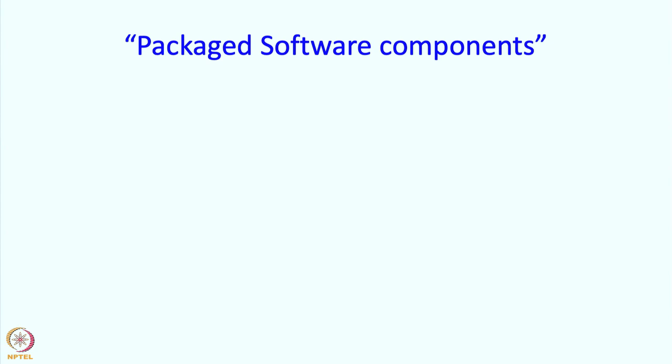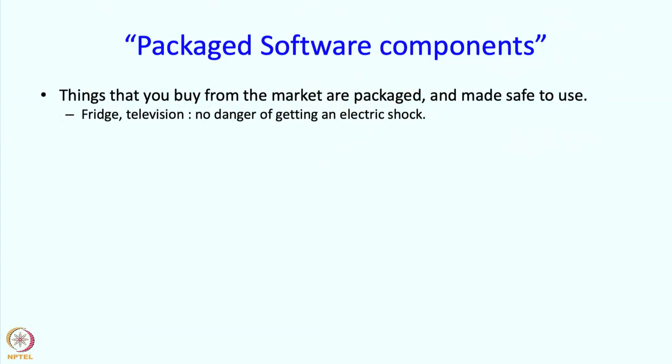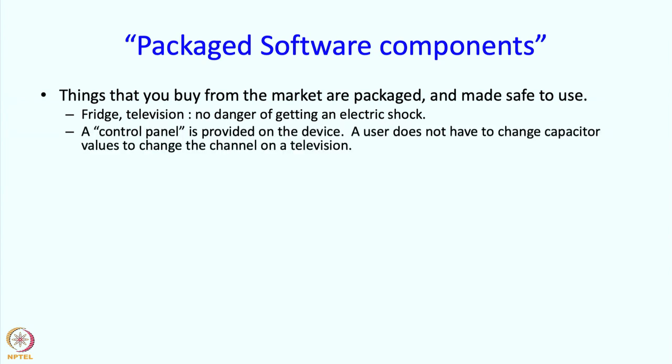So, we have been talking about this theme for some time now. So, let us just clarify this a little bit more. Things that you buy from the market are packaged and made safe to use. Fridge, television are some of these things. So, for example, there is no danger of getting an electrical shock. A control panel is provided on the device. A user does not have to change the capacitor value somewhere to change the channels on a television.